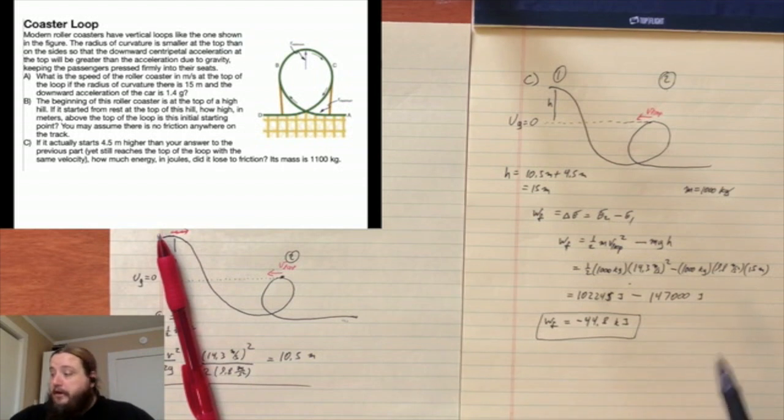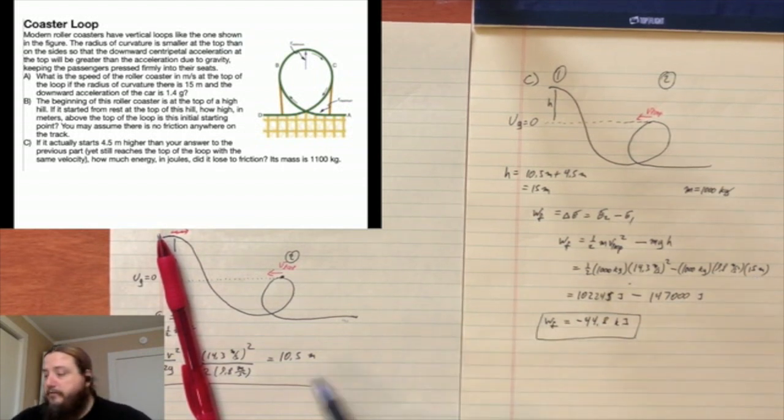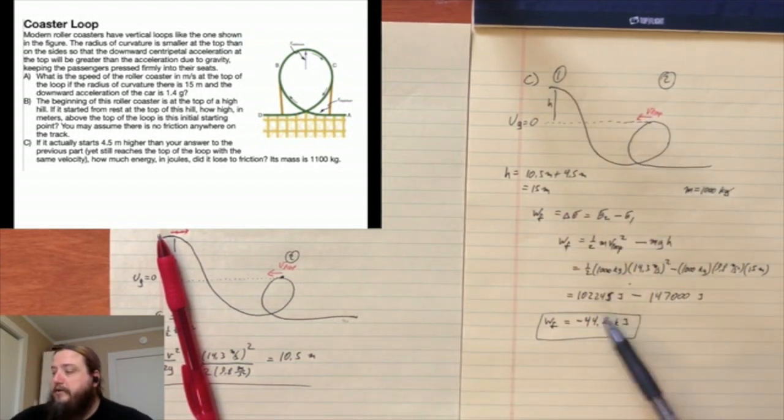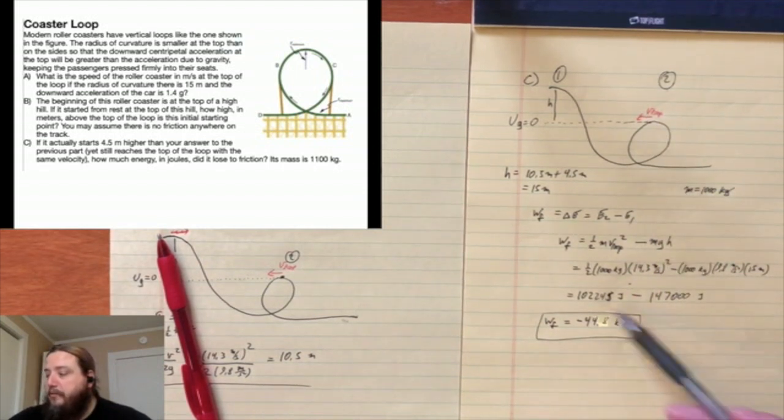All right, so if we started at 15 meters, not at the 10.5 meters, then in going down there and arriving at the same velocity we had before, then we must have somewhere along the line lost about 45,000 joules.